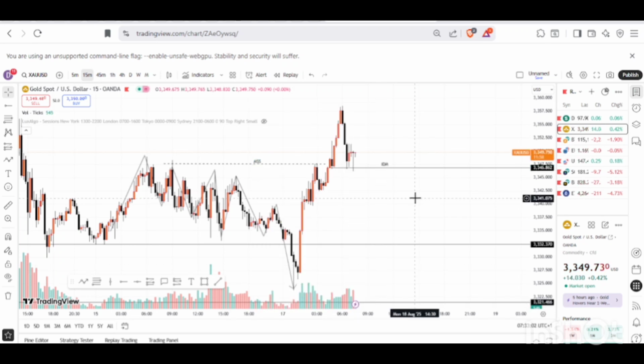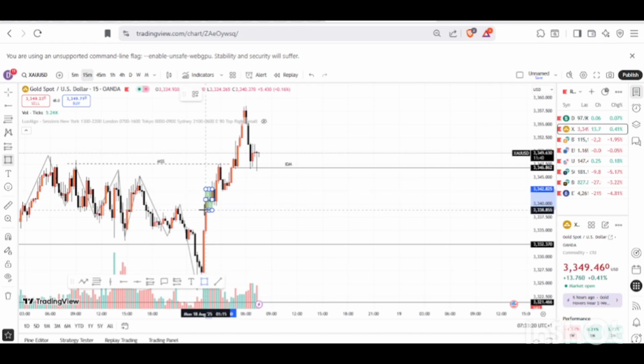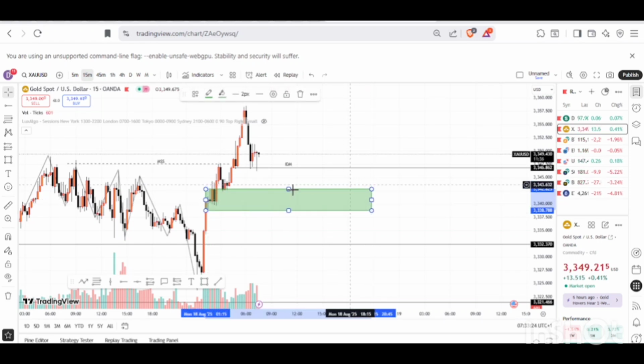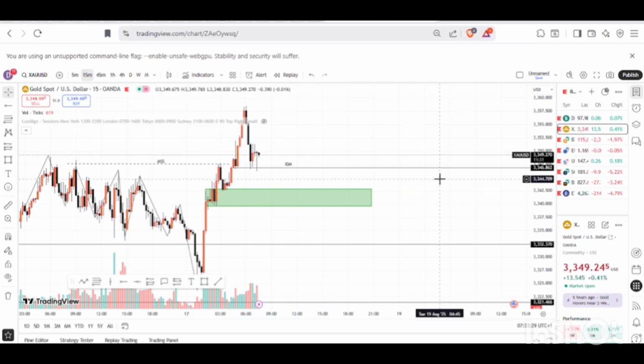So because we have a market structure shift, we have an inducement. Now our POI needs to be below our inducement. Price hasn't tapped into this POI. But for me, I'll prefer to take the whole of this area as my first entry. So this whole POI is my first entry, and my target will be here.